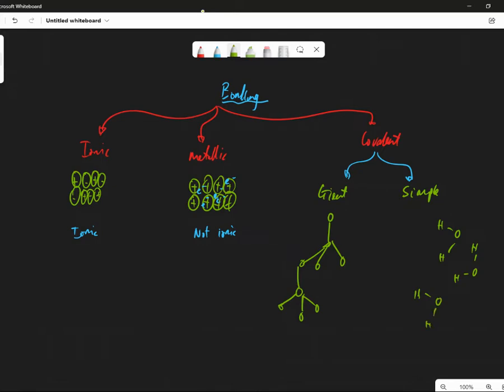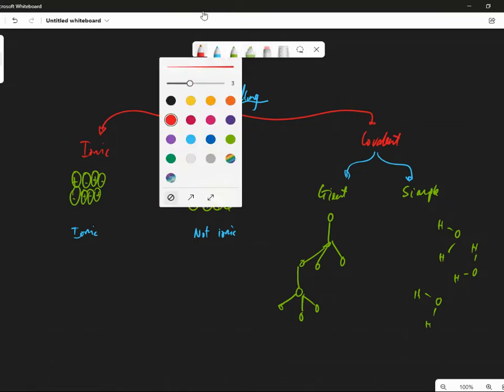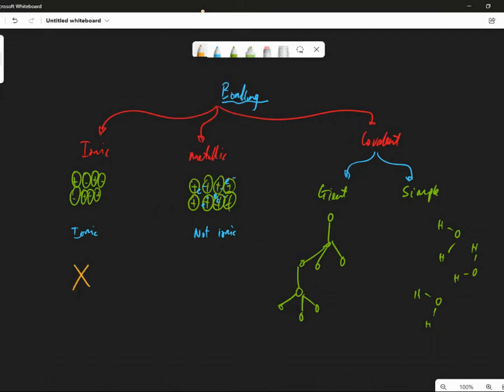Okay. Now, I think that's it. I can't think of any more. I'm sure there is one that I've missed out. But there you go. These are the types of bonding we deal with in chemistry. All right. Now, which one are we looking at today then? Well, believe it or not, we're not looking at ionic. That's electrostatic interactions between the ions. But we're not looking at that today, so that's a no.